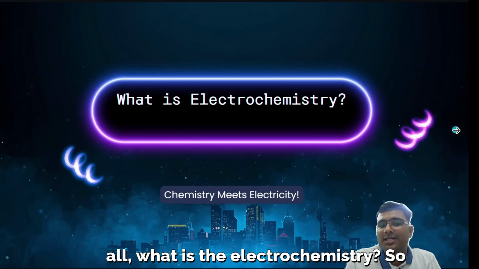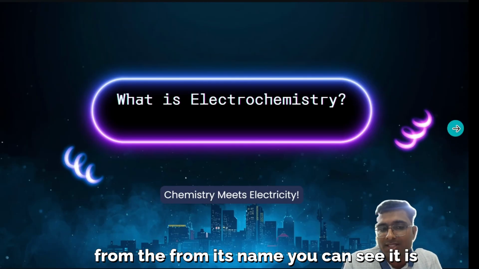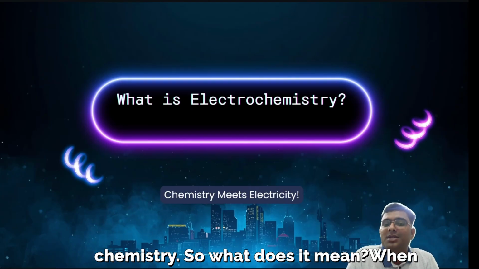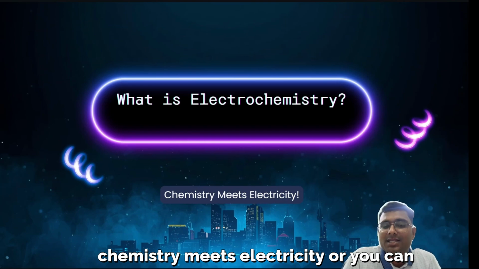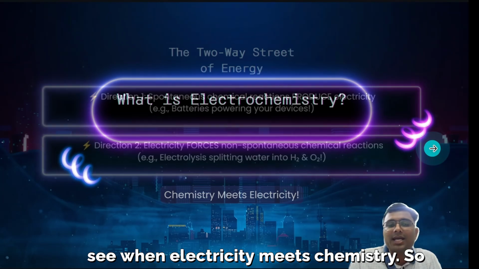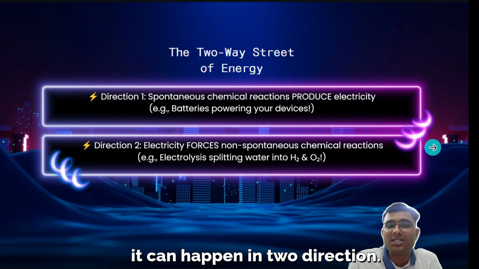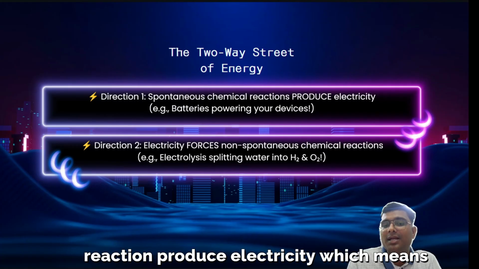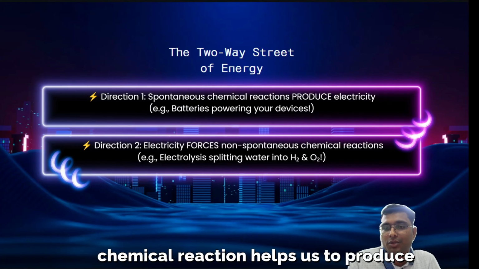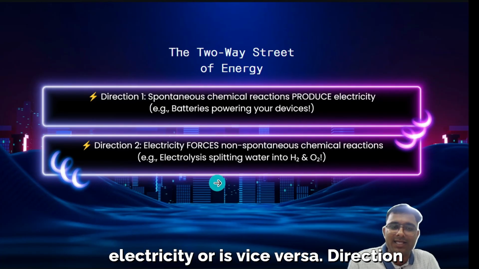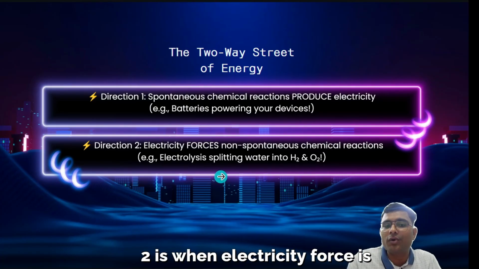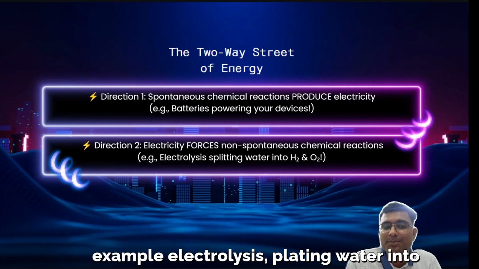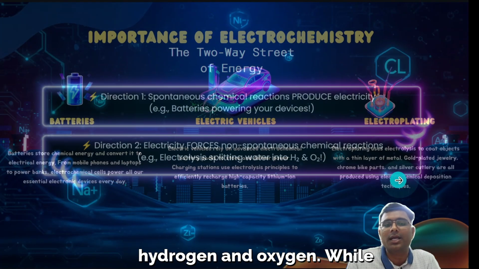So first of all, what is electrochemistry? From its name you can see it is made of two words, electricity plus chemistry. So what does it mean? When chemistry meets electricity, or you can say when electricity meets chemistry, it can happen in two directions. Direction one: some spontaneous chemical reactions produce electricity. It means chemical reactions help us to produce electricity, or it's vice versa. Direction two is when electricity forces a non-spontaneous chemical reaction. For example, electrolysis, splitting water into hydrogen and oxygen.